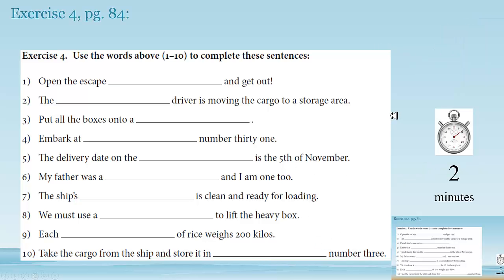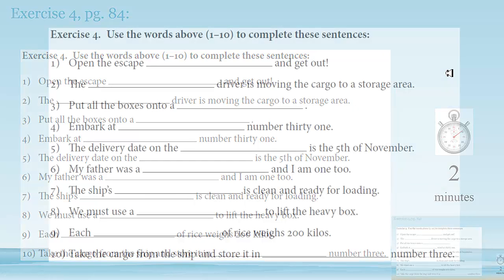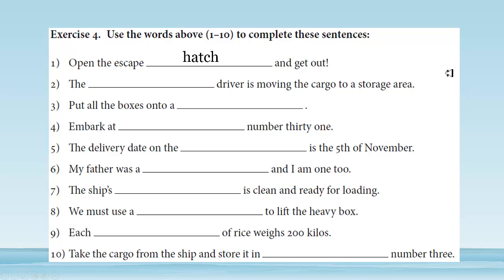Okay, let's take this puppy home. Exercise 4, let's put the right words in there. Number 1, open the escape hatch. Yes, and get out. Number 2, what driver is moving the cargo? The forklift truck driver is moving the cargo to a storage area outside. Put all the boxes onto a pallet.